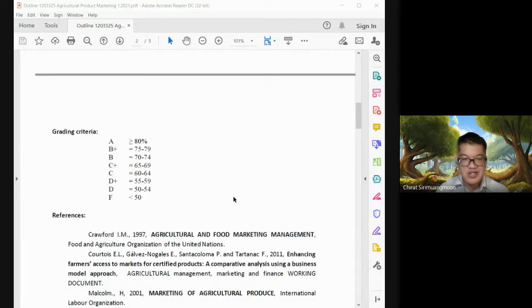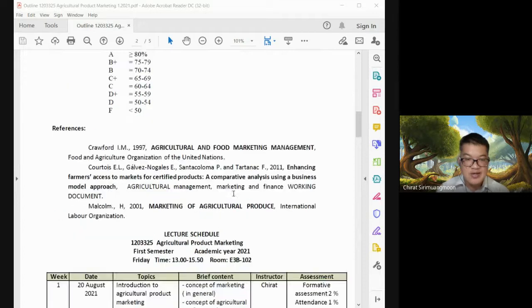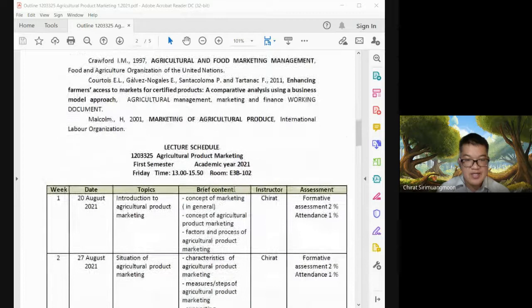And the grading criteria: your score will be graded by fixed criteria. If you get an A, that means you need to have at least 80%. And if it's lower than 50%, you're going to have F for sure. So this is the criteria, and here are the references that I use.